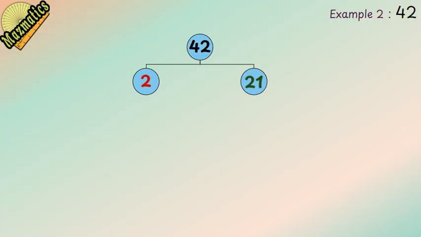Step 2. Check each number. 2 is a prime number, so we circle it. No further splitting. 21 is not prime, so we split it further. 21 is equal to 3 multiplied by 7. Draw branches from 21 to 3 and 7.